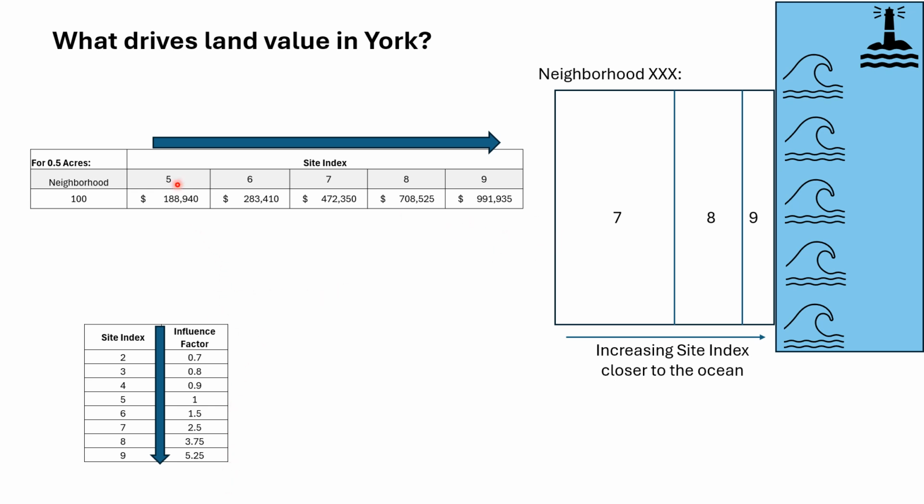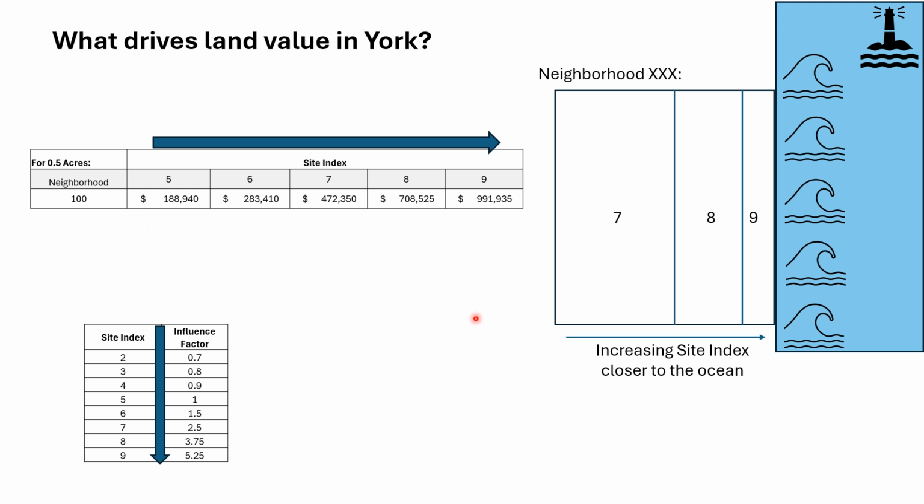So each site index read across has a number, and in the case of 5, it's 1. In the case of 6, 1.5, and so forth. And in fact, if you did the math here, you'd see that's a 1.5 times increase going from 5 to 6. So the site index has a big influence on what you will pay for your land depending on what site index you're in.